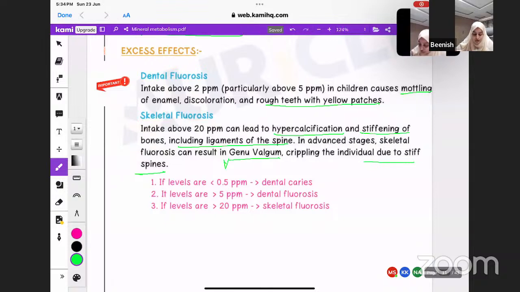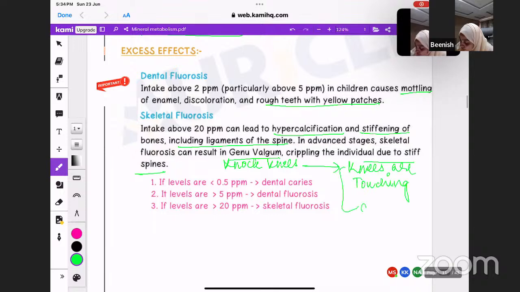What is genu valgum? That is knock knees. So on standing, what is going to happen? The knees will be touching and the ankles will be apart. That is knock knees, something like this.